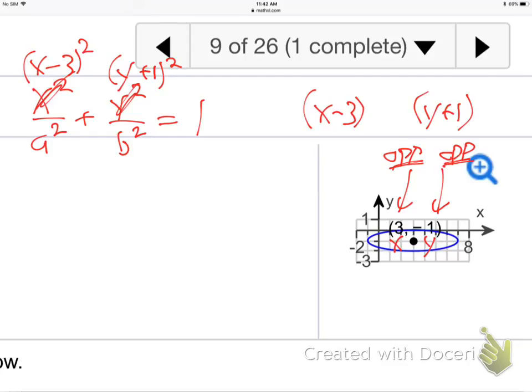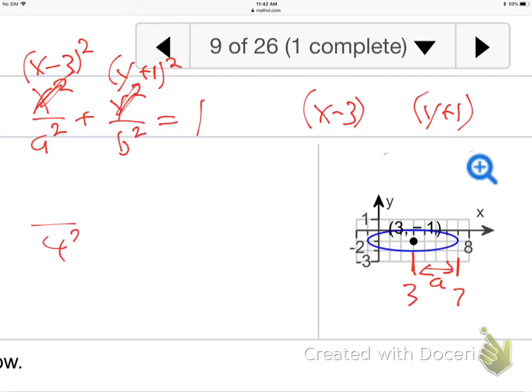Okay, so now we got to find the A and the B. What are the A and the B again? They're always how far, huh? So in other words, from here to here, that's going to be A. That's going to be whatever's underneath X, because it's sideways. So how far is that? This is like 3, and this is, what, 7? So it's 4? A must be 4. So A is 4 squared.